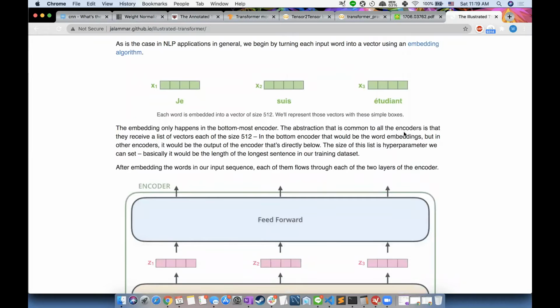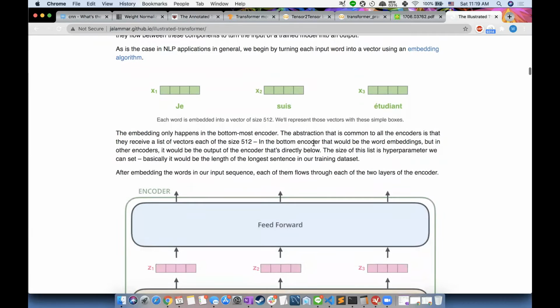The abstraction that's common to all the encoders is that they receive a list of vectors, each of size 512. In the bottom encoder, that would be the word embeddings. But in other encoders, it will be the output of the encoder that's directly below. So the second encoder layer, third encoder layer, would just take the output of the previous encoder, basically. The size of the list is a hyperparameter we can set. Basically, it will be the length of the longest sentence in our training data set. So we set it to, and I believe the paper sets it to 512 as well.